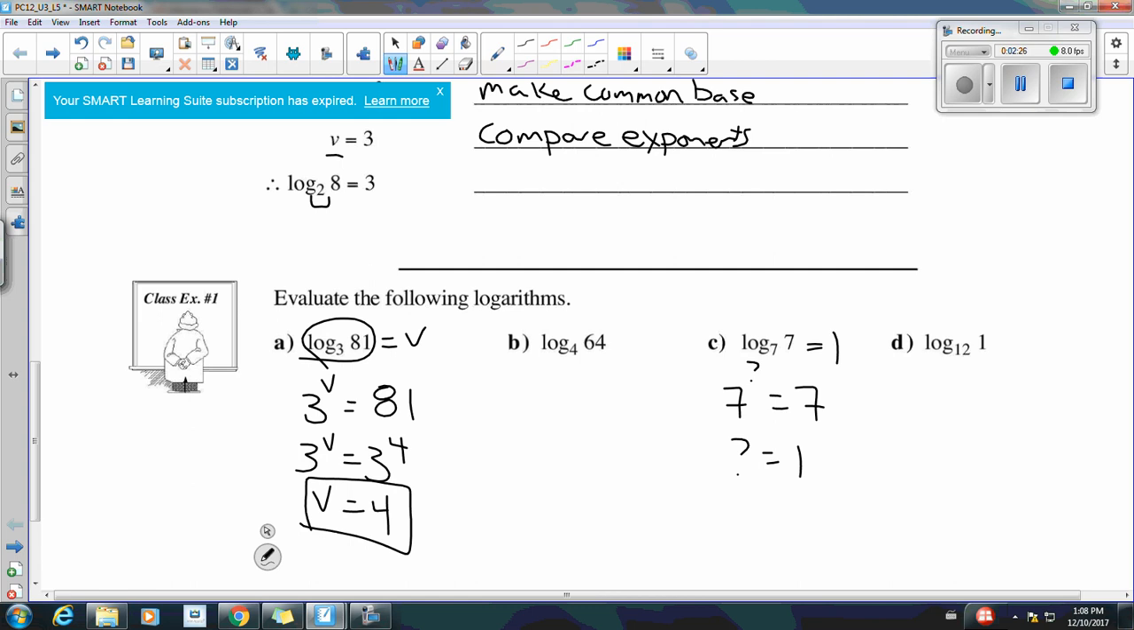The next one is log base 12 of 1. Again, this is saying 12 to the power of what is 1? Well, we know anything to the power of 0 is 1. So that must have been our exponent. You could revert back to the earlier method if you wanted to, but I think those just make sense from what it is.